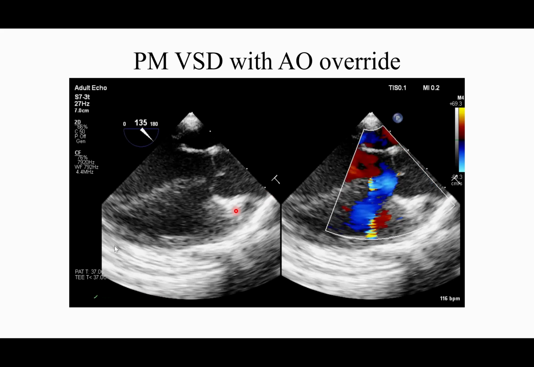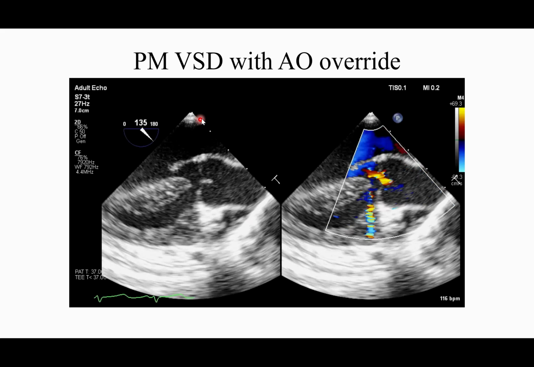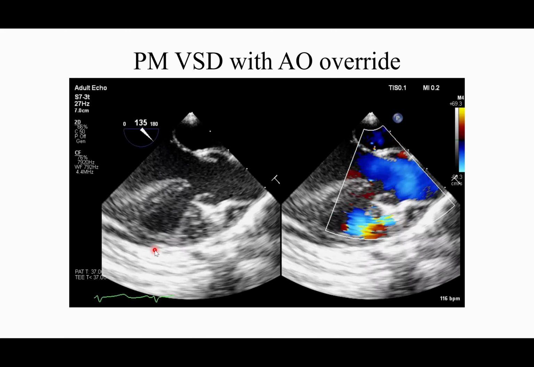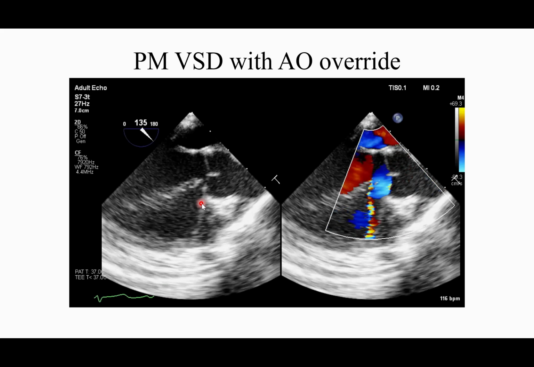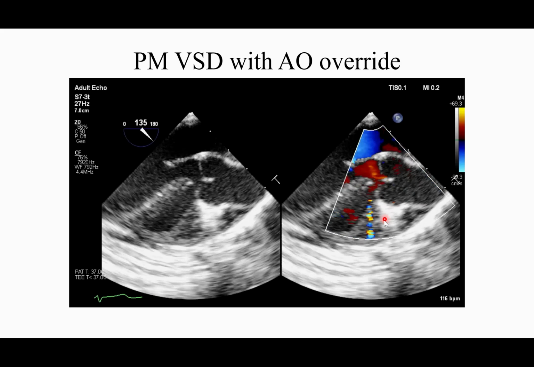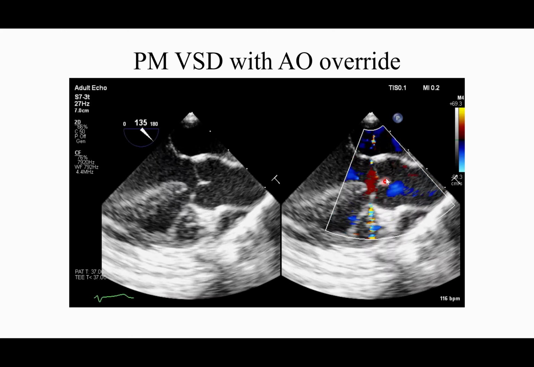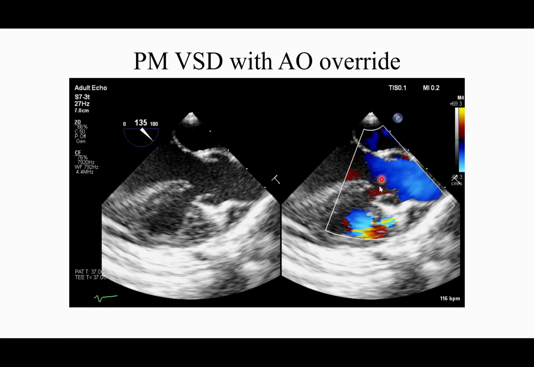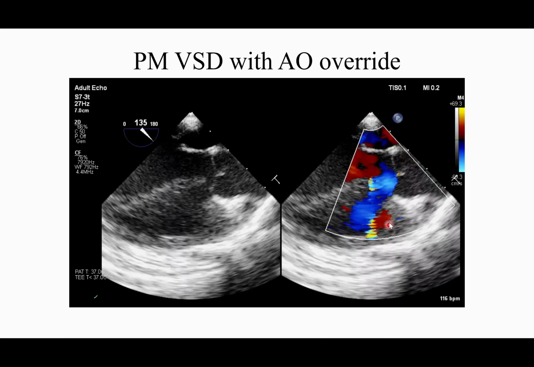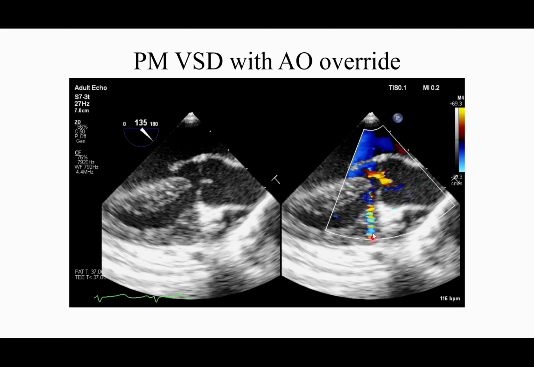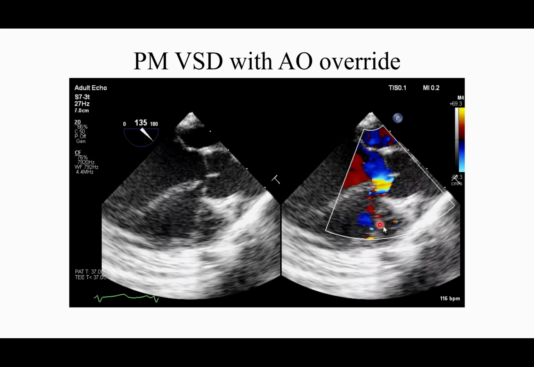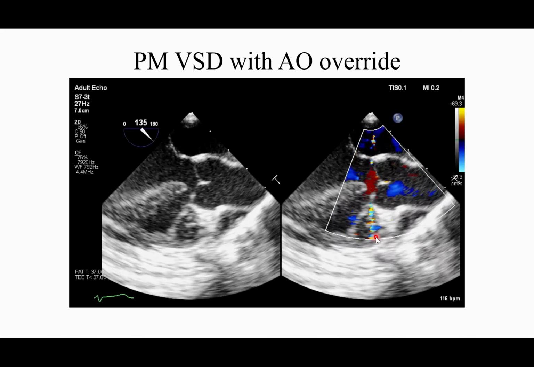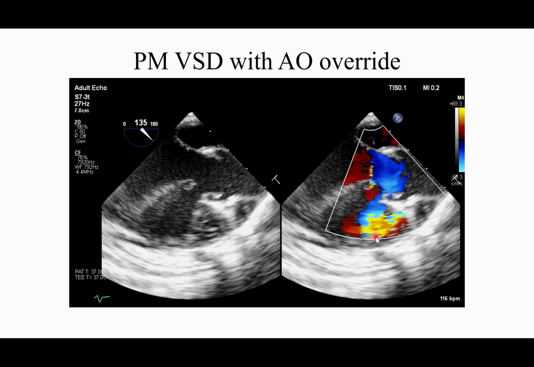This is a perimembranous VSD with an aortic overriding, case of Fallot. The overriding appears here, and this is the VSD, and the shunt here appears to be left to right, and we can see the beginning of an acceleration here, so this appears to be a Fallot case, but with low gradient across the pulmonary valve, so maybe it's a pink Fallot.